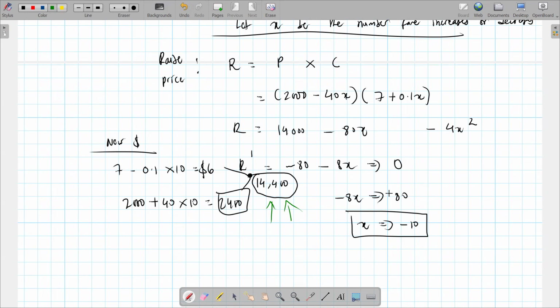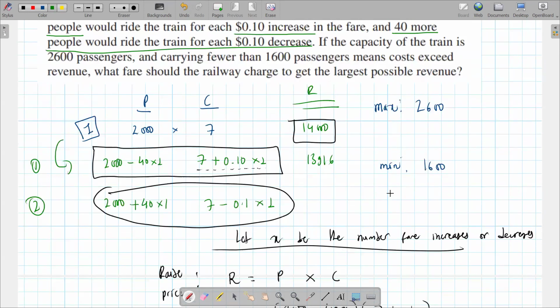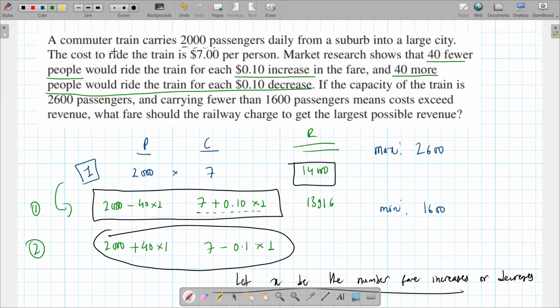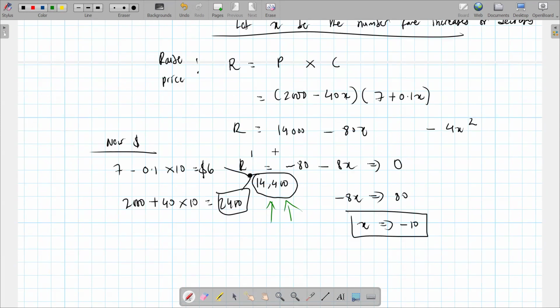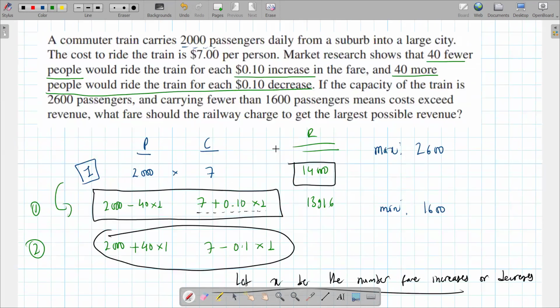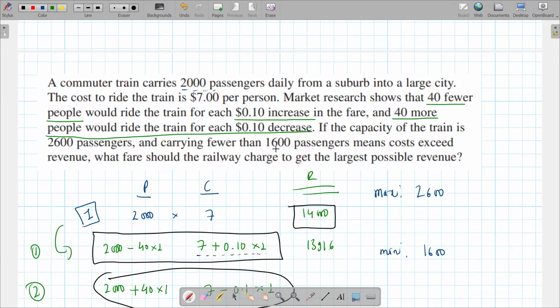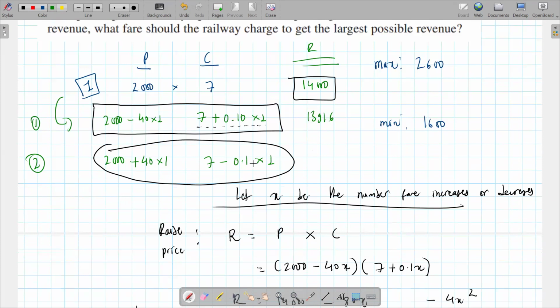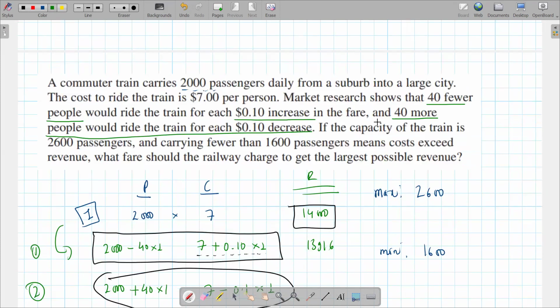And that is one of the real life applications of an optimization problem, something like this. Let's say you work as a transport engineer, you would be crunching these numbers. The only issue with this is that obviously it's not going to be consistent. Just because you drop it by $1 doesn't mean you would get 40 extra people in every train. So that's a limitation.